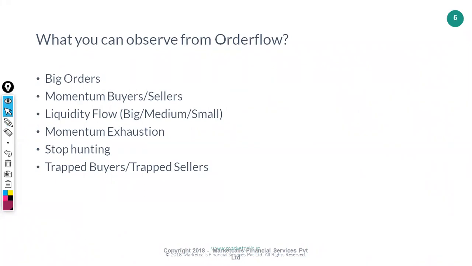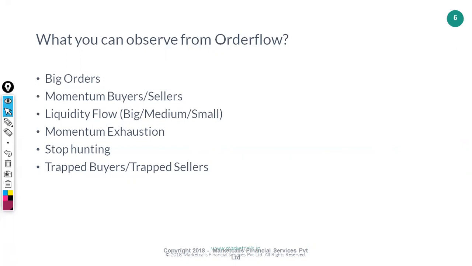Did it come in a distributed manner, or at only one price level where that big buyer or big seller showed up? You can also see where the momentum is getting built, whether the momentum players are the buyers or the sellers. You'll be able to visualize from the order flow how the liquidity flow is for the day, whether big, medium, small, or low liquidity is seen. Especially on event days, you'll see a big flow of liquidity. Big liquidity always talks about more participation happening in the markets in terms of volume.